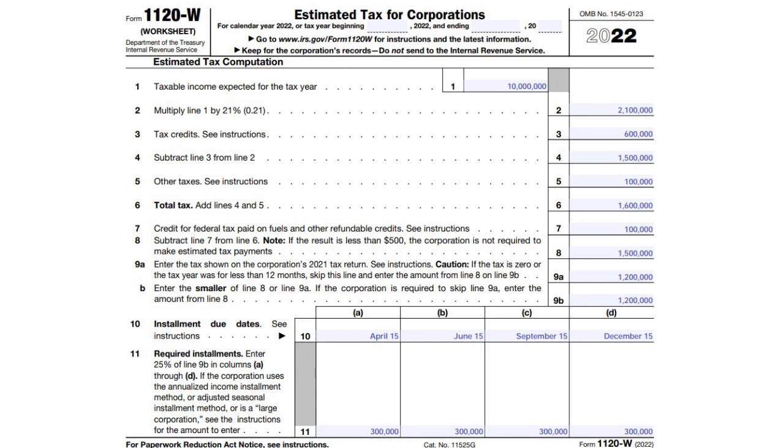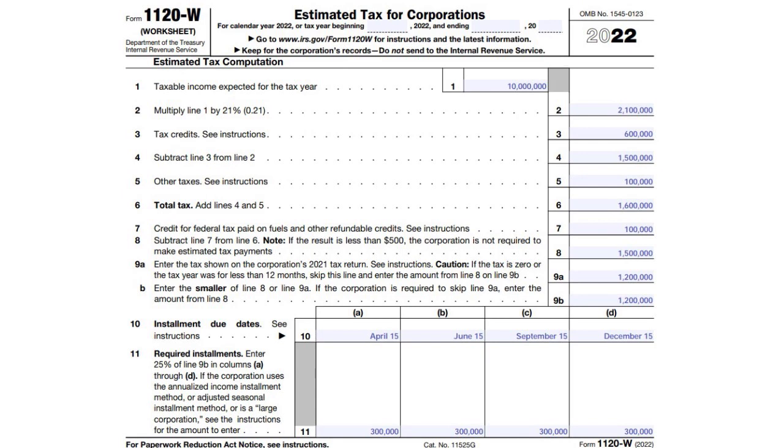So $10 million on line one. And on line two, you go 2.1 million. Line three, you have 600,000. Line four, you have 1.5 million. So everything actually depends on the calculation instructions that the IRS has put on this form.